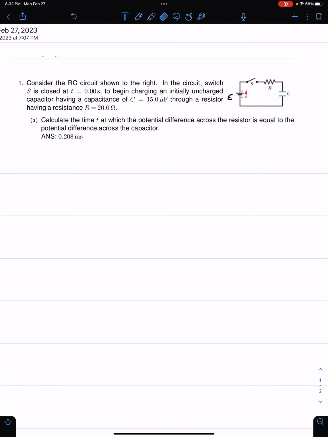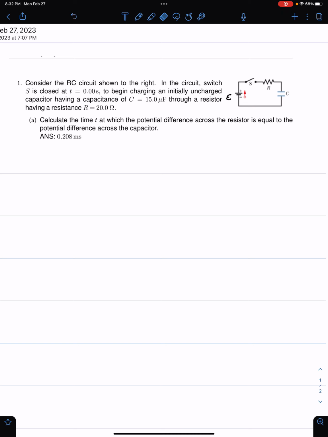Team, welcome back. Let's do an RC circuit problem. Let's look at this problem right here. Now, read the problem. Notice, highlight the things that are important.